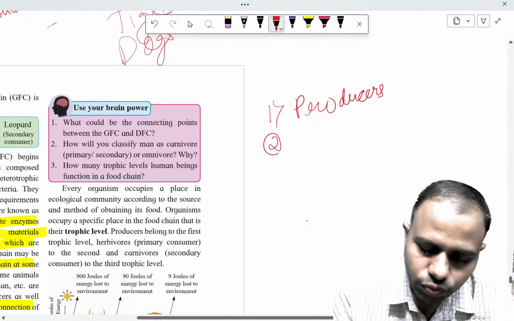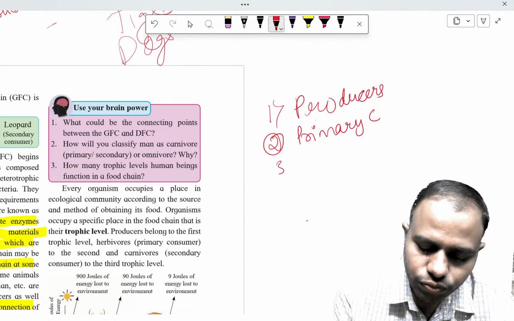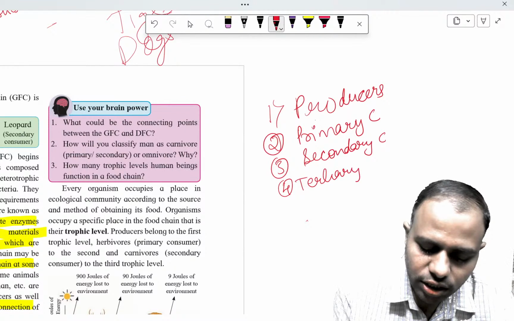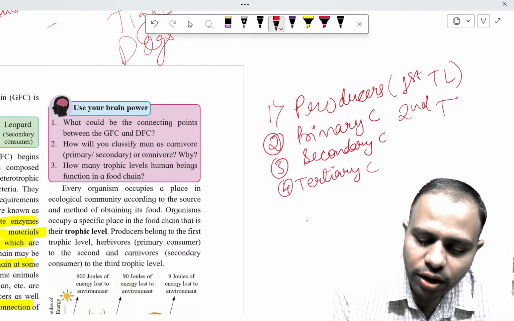The second level is of primary consumers. Third level, secondary consumers, and then tertiary consumers. The primary consumers occupy the second trophic level, secondary consumers occupy the third trophic level, and the fourth trophic level is for tertiary consumers.